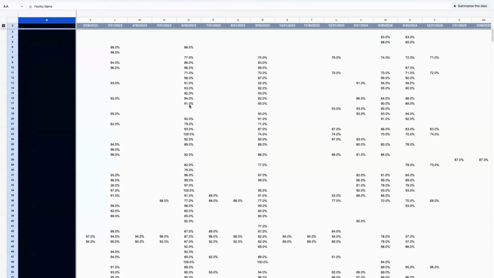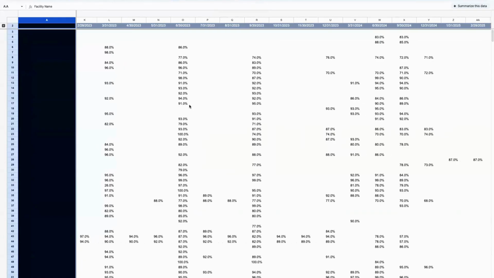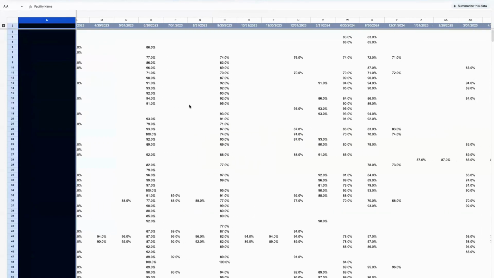But you'll be able to see facility level occupancy data for thousands of facilities across the US since 2021.